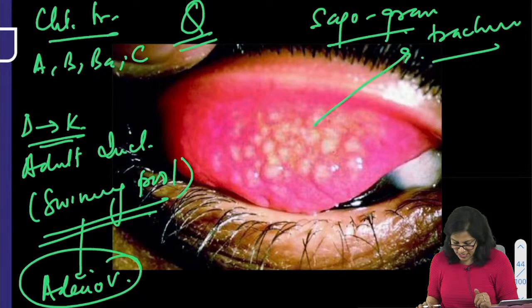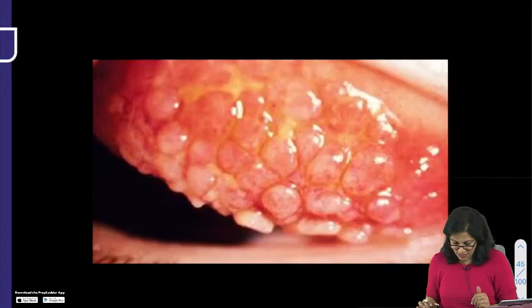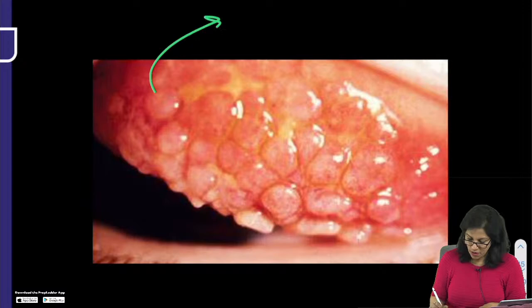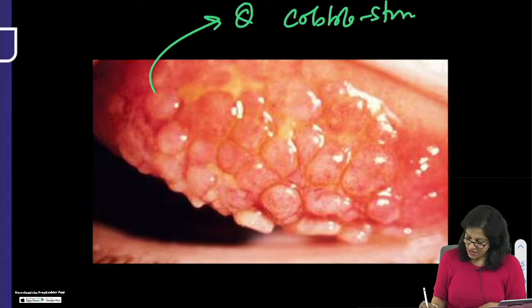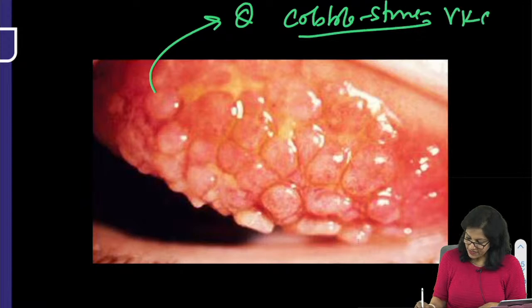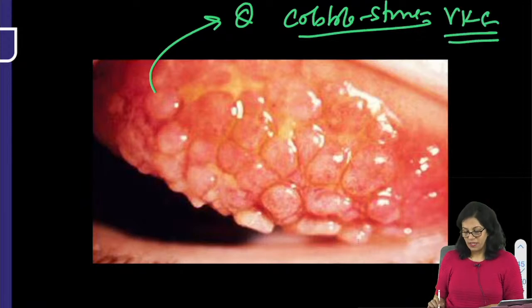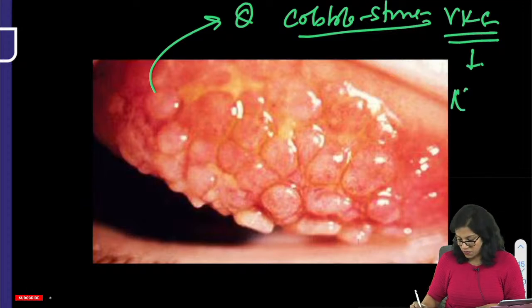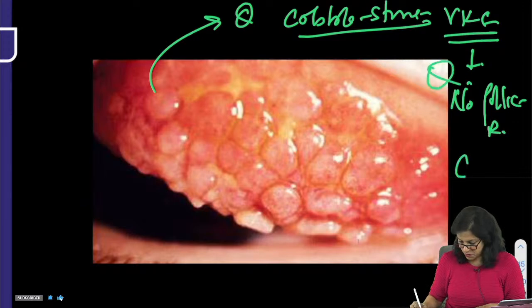Next we talk about this one. We all know this is not a follicle, this is a papilla, and this is what is cobblestone appearance. This is an exam question. We are talking about vernal keratoconjunctivitis, right? What are the other questions on VKC? No follicular reaction, number 1 question. Number 2, of course, these are mainly seen in male children.